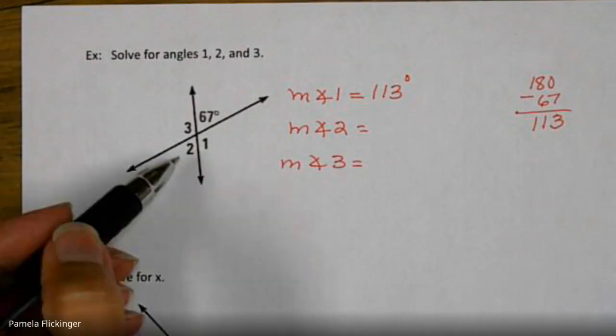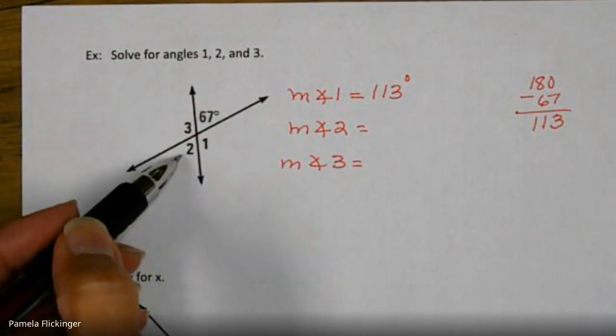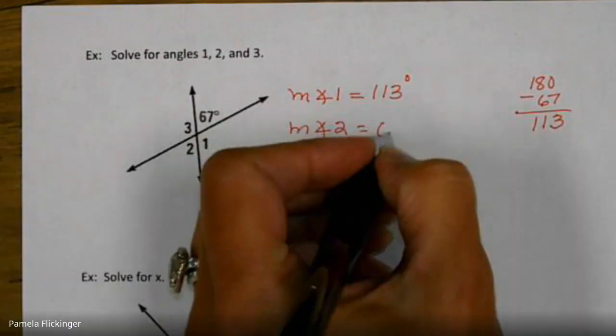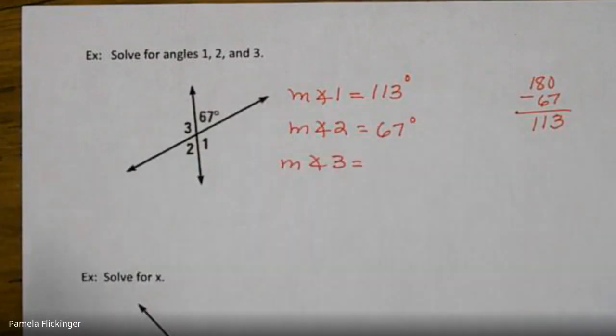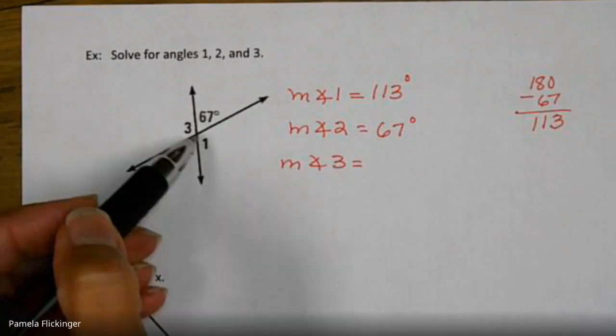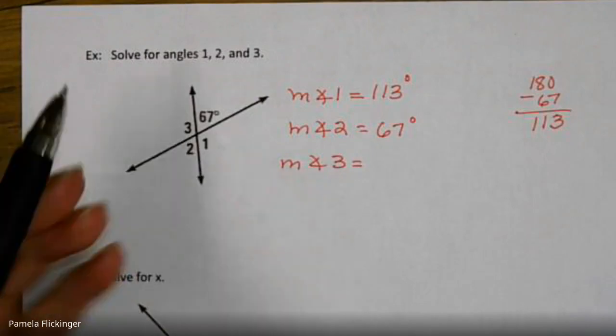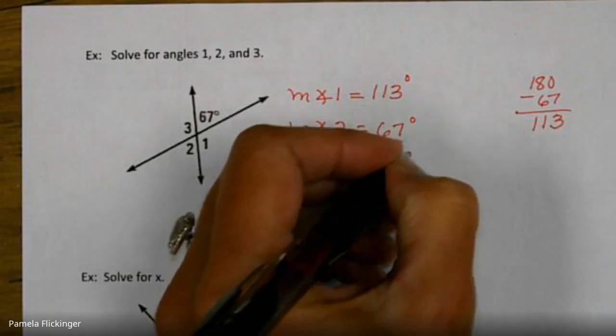All right, to find angle 2, I can simply use the vertical angle theorem, which says that vertical angles are congruent. So angle 2 must also be 67 degrees. And then angle 3 is vertical to angle 1. And since that was 113, angle 3 will be 113.